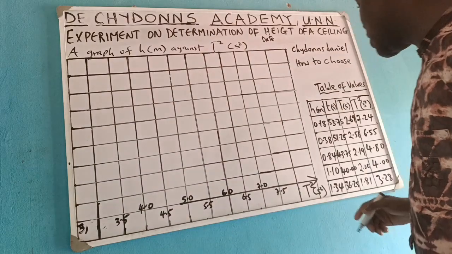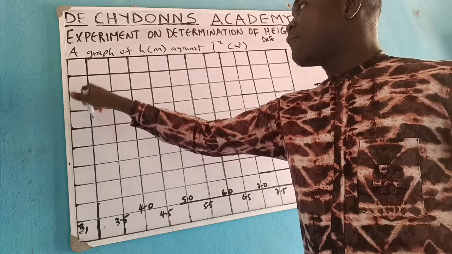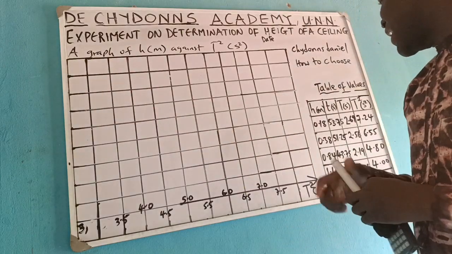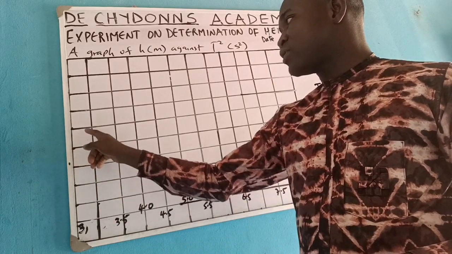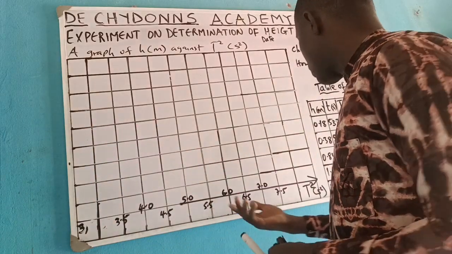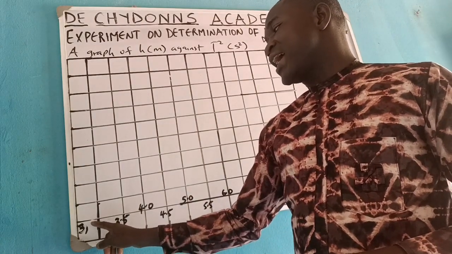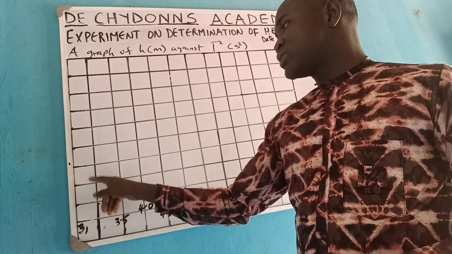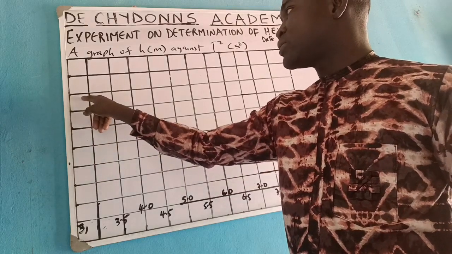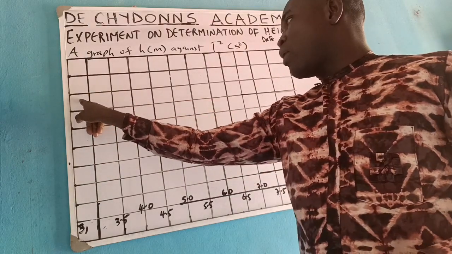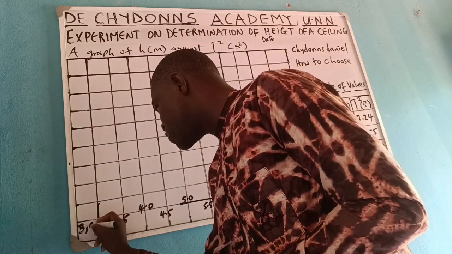For the y-axis, how can we put that? We have 1, 2, 3, 4, 5, 6, 7, 8, 9. So if we say that here is 0.1, 0.2, 0.3, 0.4, 0.5, 0.6, you see that it will not go. Then if we say that here is 0.2, 0.4, 0.6, 0.8, 1, 1.2, 1.4, 1.6. Wow. So let's use 0.2.